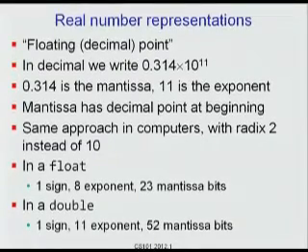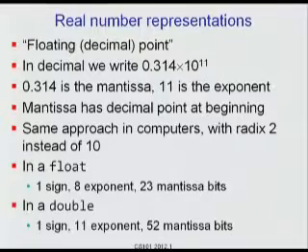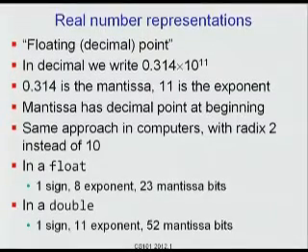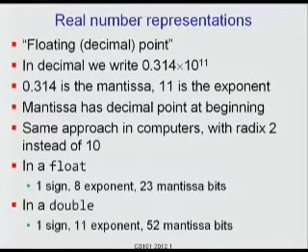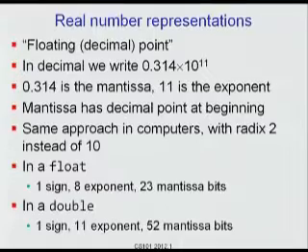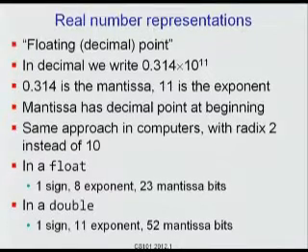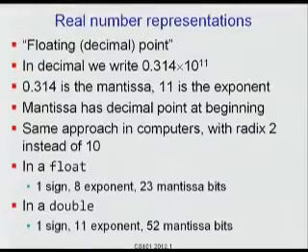Okay? So in decimal, we write real numbers in scientific notation as a mantissa and some exponent. Right? So we can write 0.314 times 10 to the power 11. And there are some conventions about how to range the mantissa. For example, there's no point writing 314597 times 10 to the power 5. You would rather keep the mantissa either between 0 and 1 or between 1 and 10. And you can always do that by adjusting the exponent.